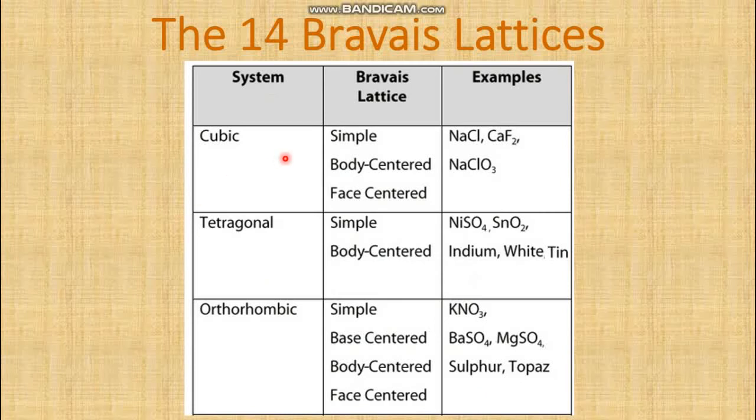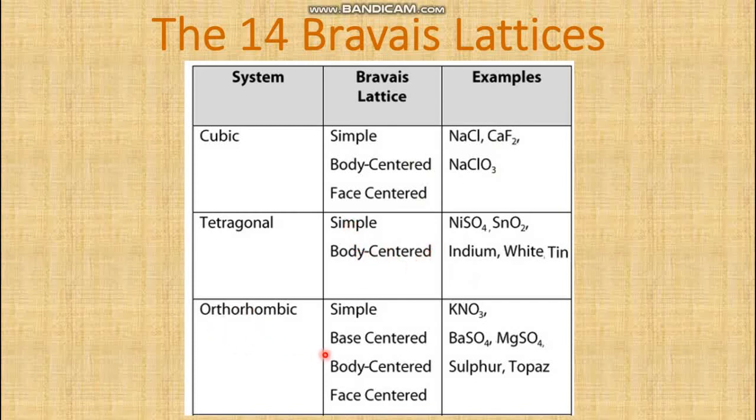Here in the first column are the crystal systems, and in the second column the available space lattices, which are actually the Bravais lattices. In the cubic system, the base-centered cube is not available. Only the primitive, body-centered and face-centered, that means P, I and F, are available. Here are the examples. Tetragonal: only the primitive and I, body-centered, are available. So simple tetragonal and body-centered tetragonal Bravais lattices.